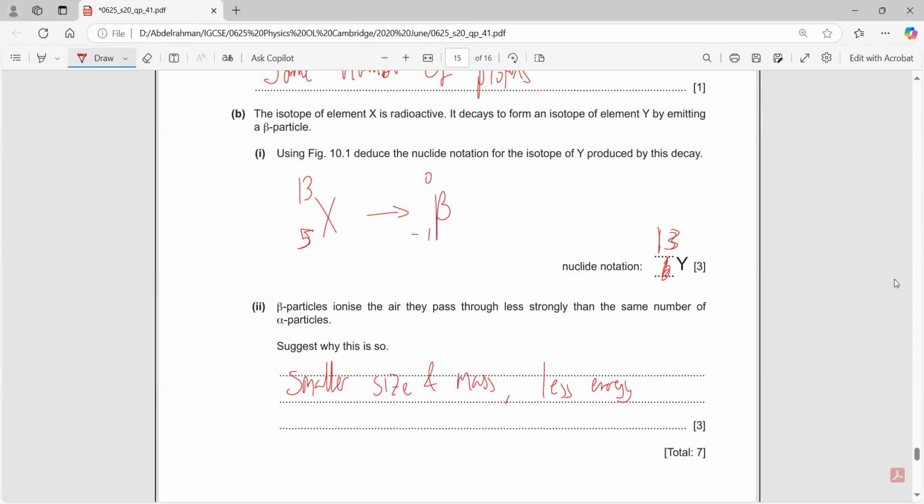You need 3 points. We can talk about the size, the mass, the energy, and the charge itself. The distance they travel is much less. The force they have is all much less than the alpha particles.